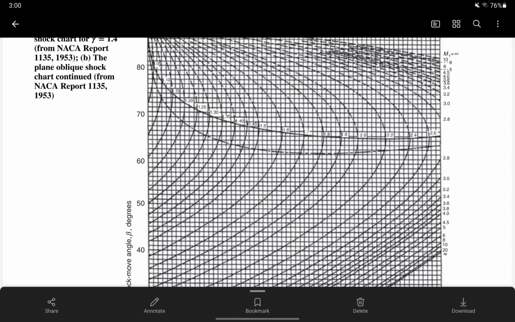So if you look at a Mach number of 2, and compare it to a Mach number of 2.6, and you pick two random points on the x-axis, theta, and then compare to beta, you're going to get a lower beta for the same theta, right? Okay.